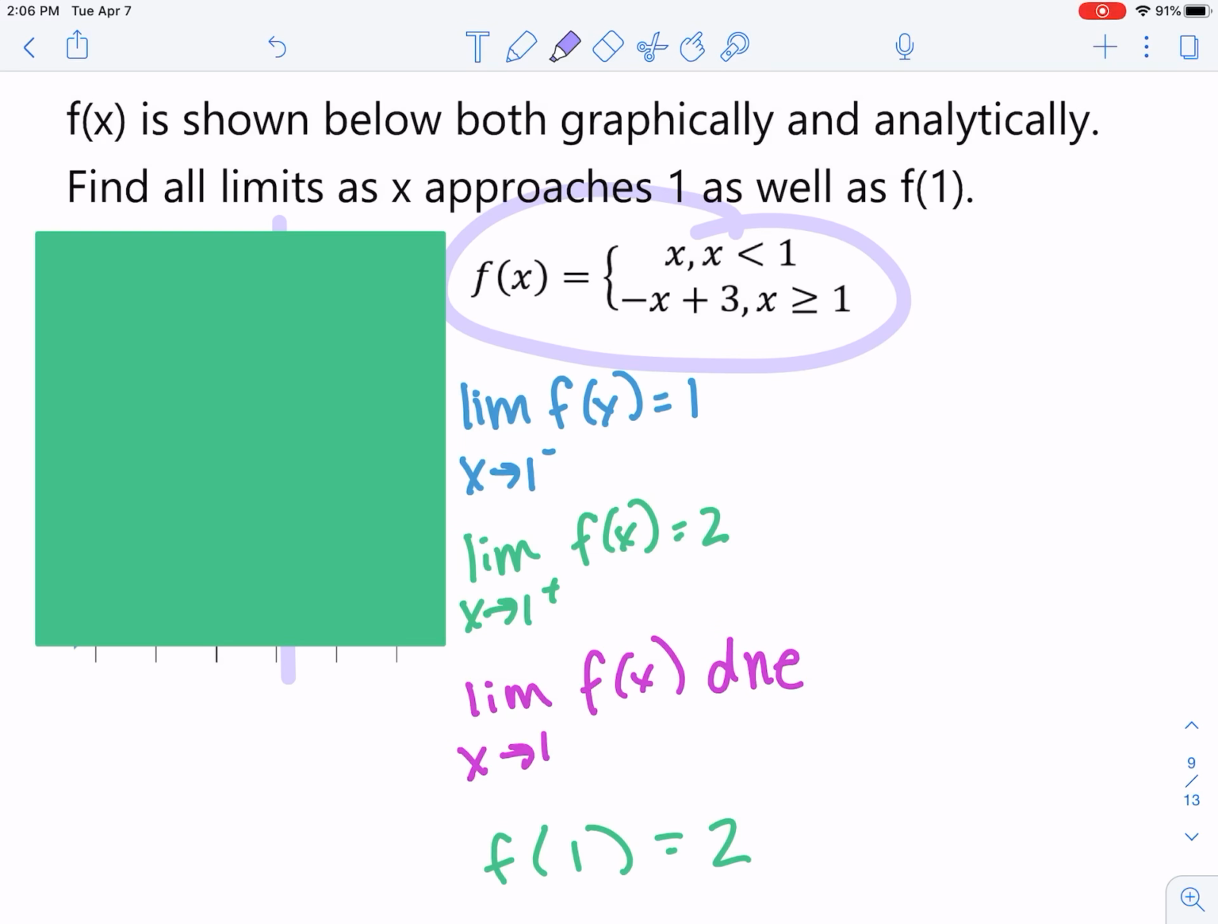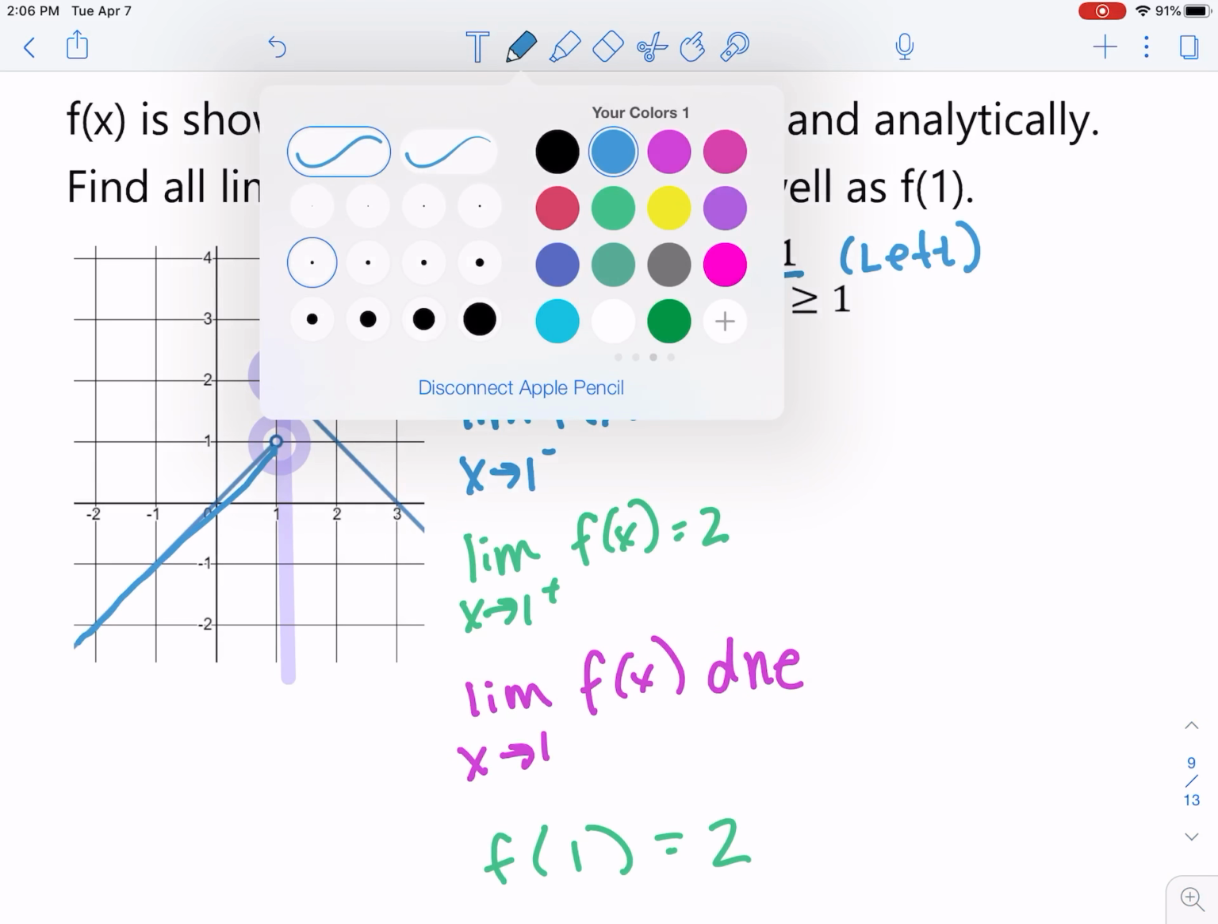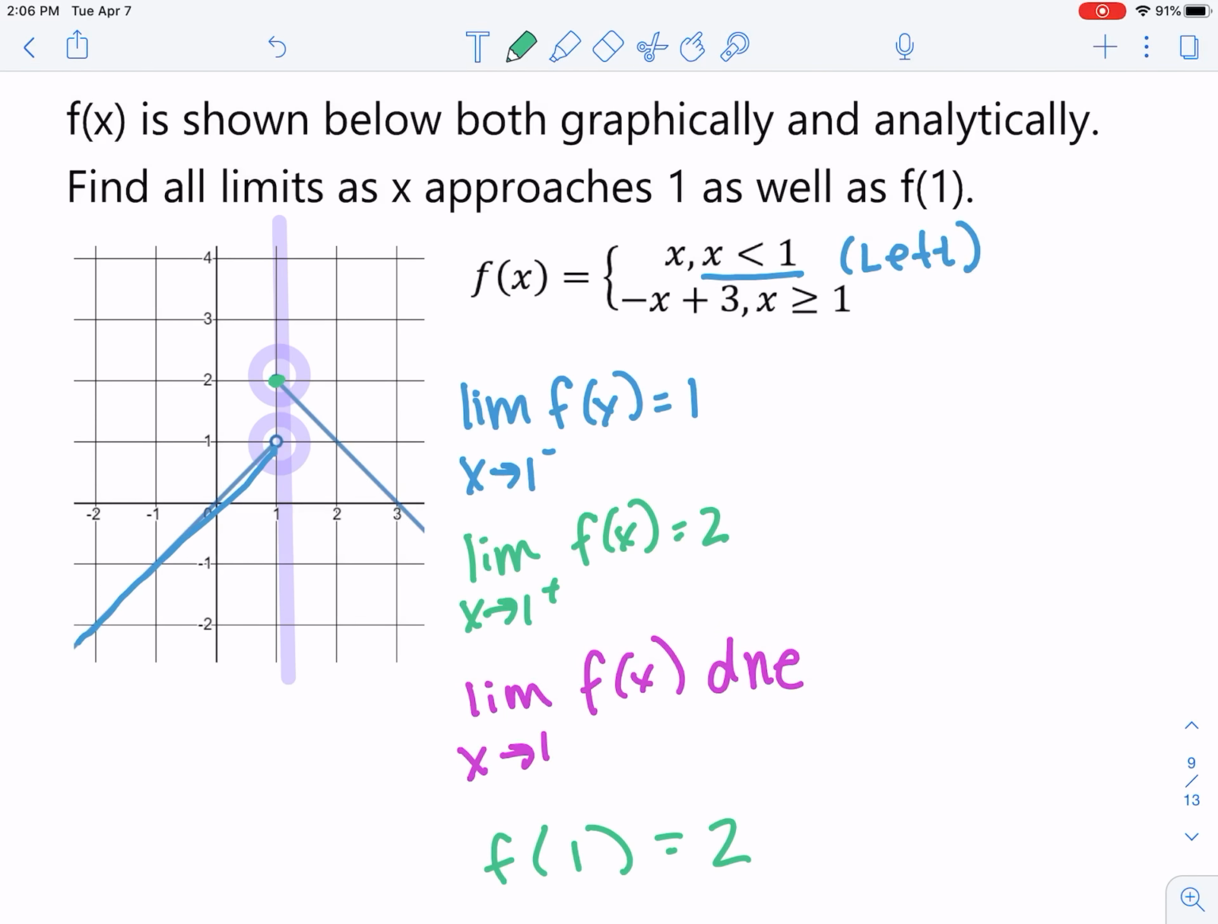Okay, so let's see. If I want to find the left-hand limit, I would be looking at all x's less than 1, right? So I'd be looking here. Because of that restriction there, x is less than 1, that tells me I can use this expression to find the left-hand limit. Similarly, if I want to find the right-hand limit, I'm using x is very close to 1 but greater than 1, right? So that inequality right there tells me I can find the right-hand limit.